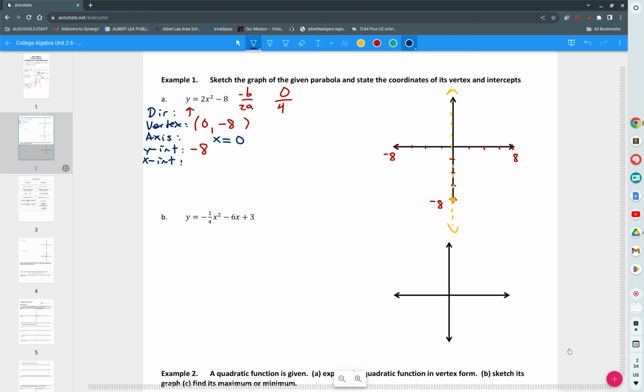If you just write 0, I take a half a point off because it's not a number. It's an equation for a line. X equals 0 is an equation for a line. Don't just write 0. I'll take a half a point off.